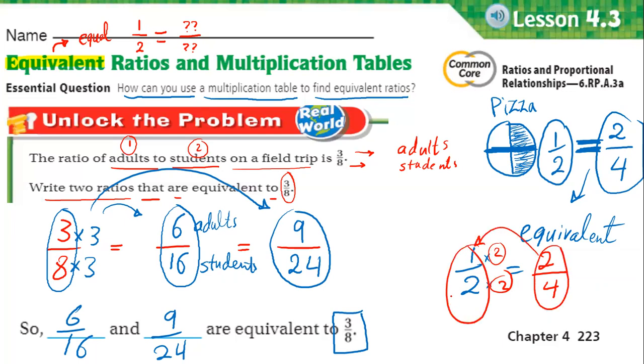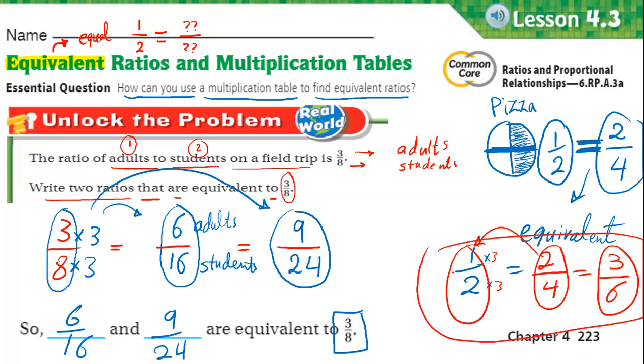Do you understand right now? If you need another equivalent fraction to 1/2, multiply by 3. 1 multiplied by 3 is 3, and 2 multiplied by 3 equals 6. So another equivalent fraction is 3/6 equals 1/2. 2/4 equals 1/2, and all of them are equal to each other.